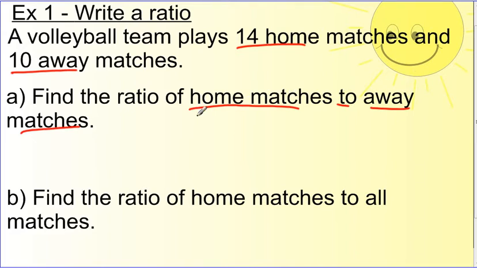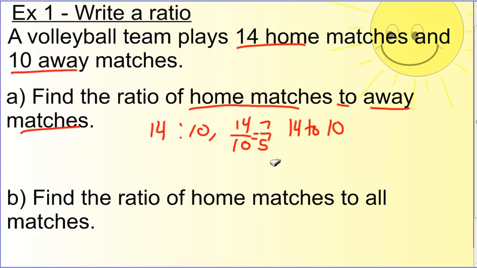Home to away. That's one way of writing this. We could also write this as home to away, and home to away. Now, one thing you're going to notice is that in my fraction here, this is sort of like a fraction. It's not exactly the same thing. We can't add and subtract them like we did with normal fractions, but we can simplify them. This fraction can be simplified. Top and bottom here can be divided by 2, which gives me 7 over 5.